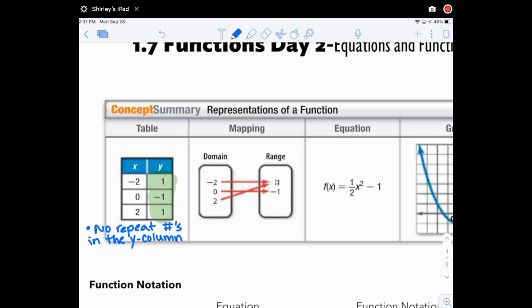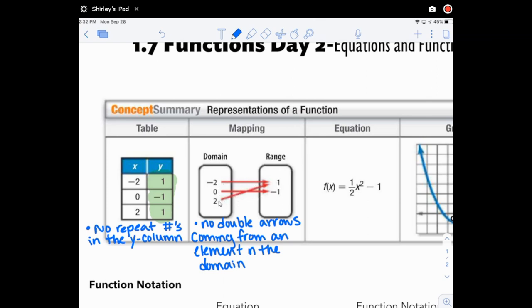So if you're looking at a mapping diagram, if you want to figure out whether or not it is a function or not, no double arrows coming from an element in the domain. Meaning, when I'm looking here, -2 only has one arrow, 0, one arrow, 2, one arrow.